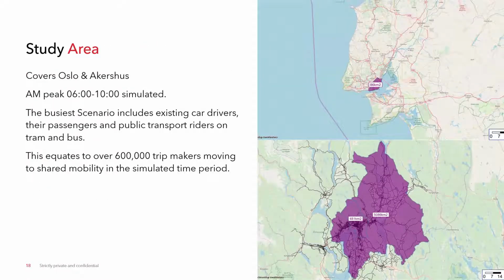Here's our study area. We simulated the morning peak from 6 in the morning till 10 in the morning. The busiest scenario that we tackled, which is the 2B scenario, has got over 600,000 trip makers that we have to move into a shared mobility environment. So this is of a pretty large scale we're simulating here.